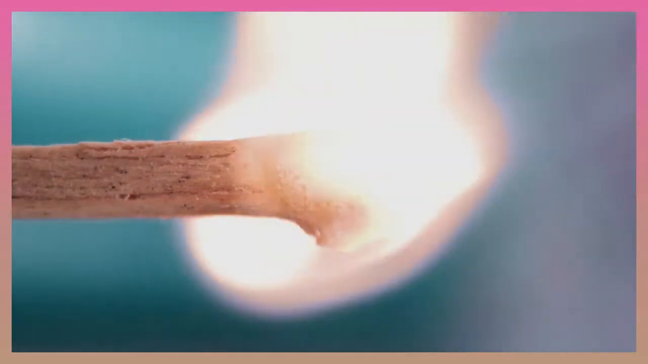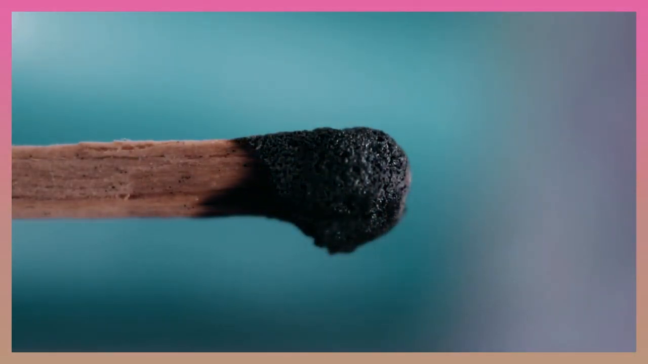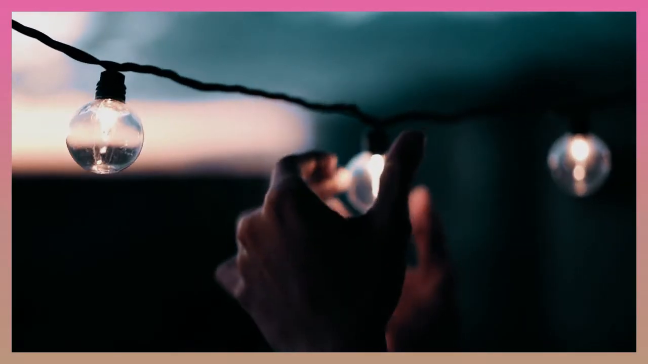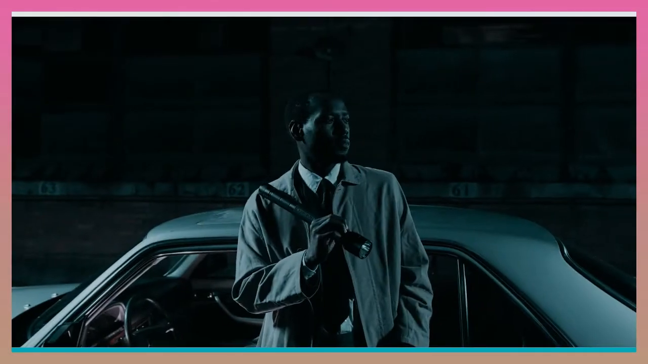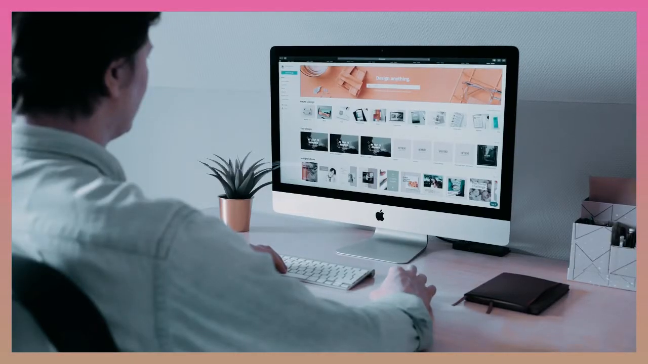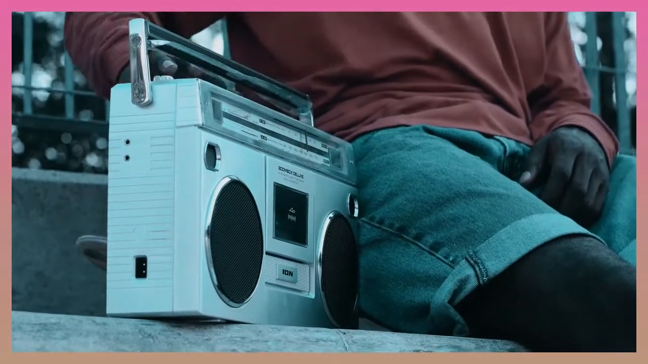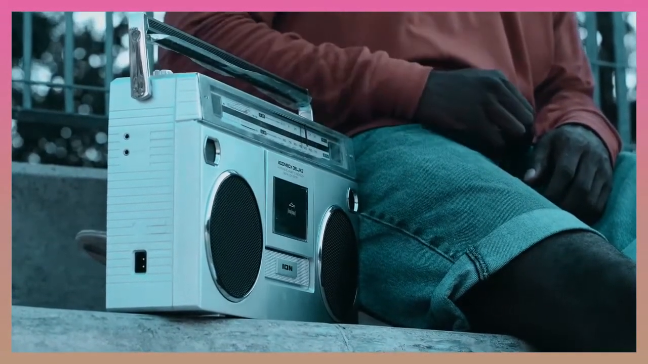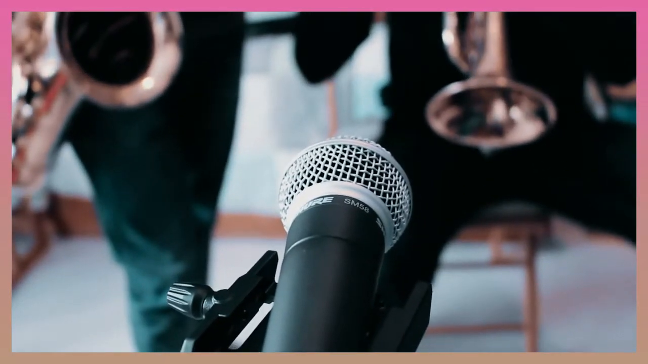Thermal energy produced from matches, electrical heater. Light energy produced from lamps, flashlight, computer screen. Sound energy produced from radios, alarm bells, musical instruments.